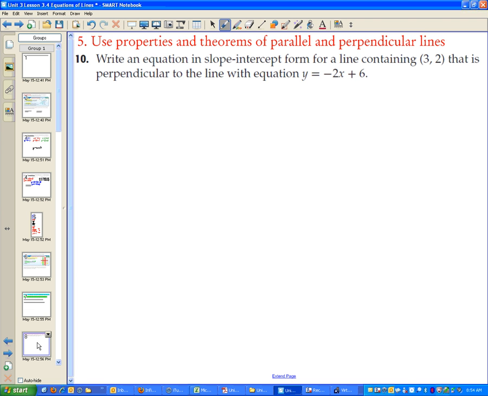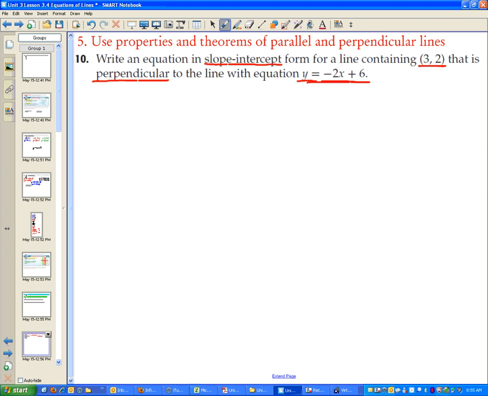Number 10 on page 200. Write an equation in slope-intercept form for a line containing the point (3, 2) that is perpendicular to the line with the equation y equals -2x plus 6. All right. There's a lot of important stuff in this sentence. Our final answer is going to be in slope-intercept form. The line that we're writing an equation of contains this point, and it's perpendicular to this line.